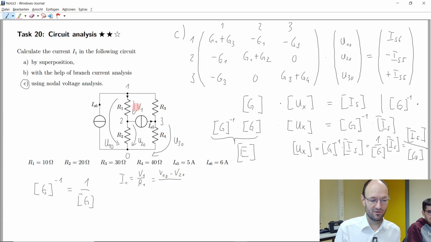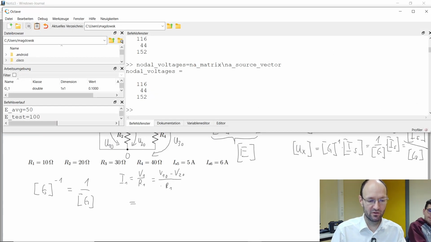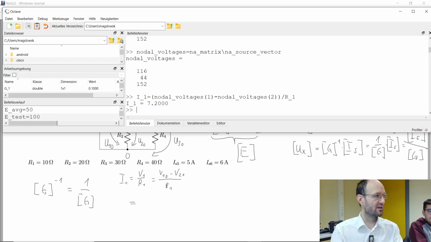So yeah, this voltage plus this voltage must be the same as this voltage. So this voltage is also the difference between the two, and then divided by R1. So yeah, I can go back to my Octave window here, and if we want to calculate this, we take from these nodal voltages the first one minus the second one, and divide by R1, and then we nicely end up with the 7.2 ampere that we had before.